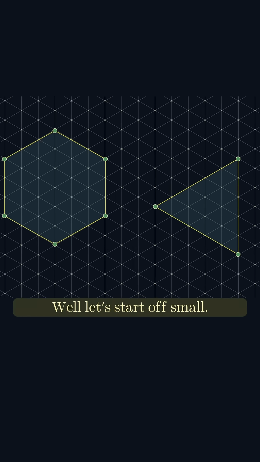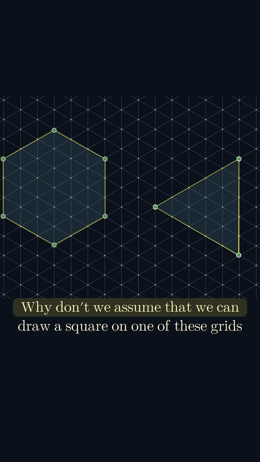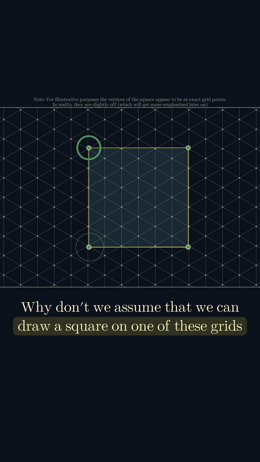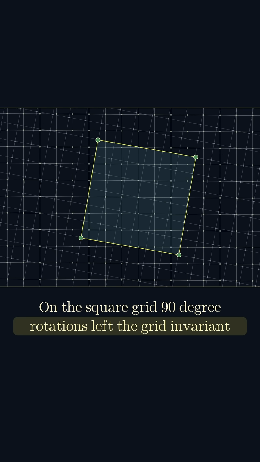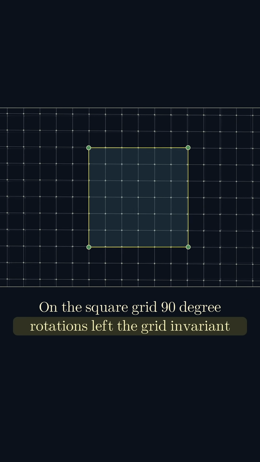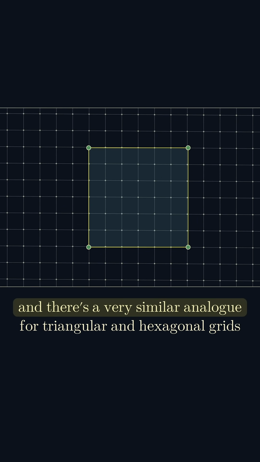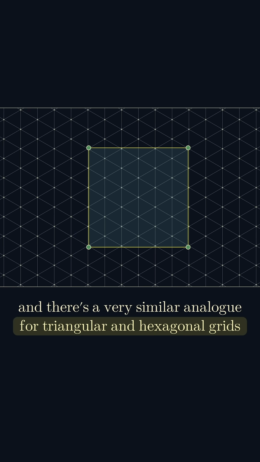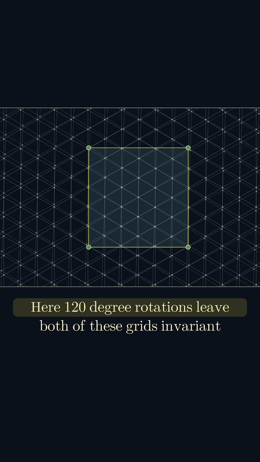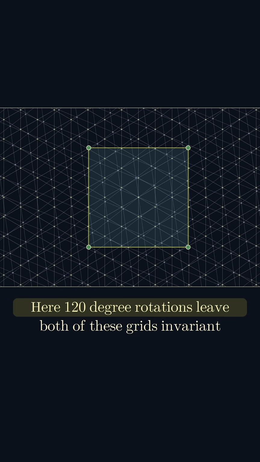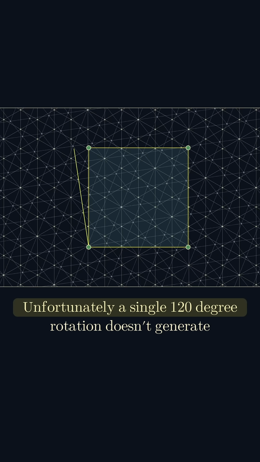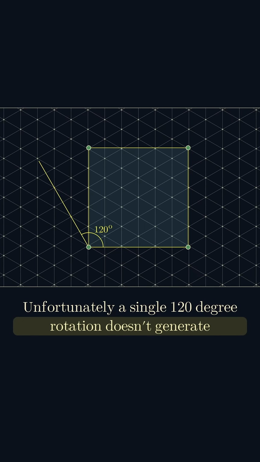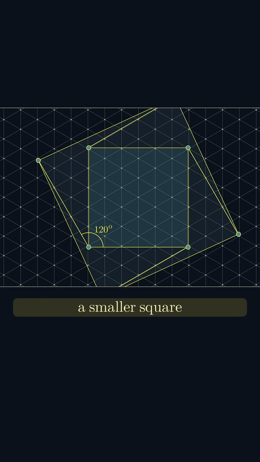Well, let's start off small. Why don't we assume that we can draw a square on one of these grids? On the square grid, 90 degree rotations left the grid invariant, and there's a very similar analog for triangular and hexagonal grids. Here, 120 degree rotations leave both of these grids invariant. Unfortunately, a single 120 degree rotation doesn't generate a smaller square.